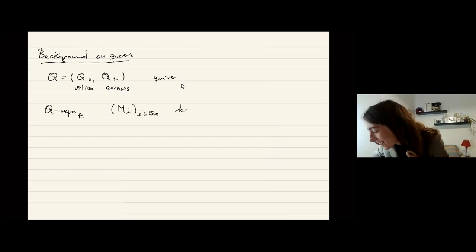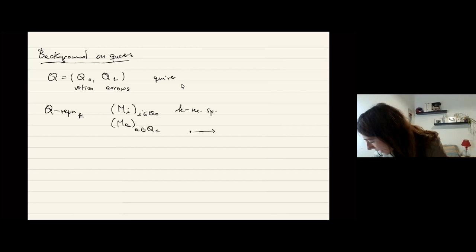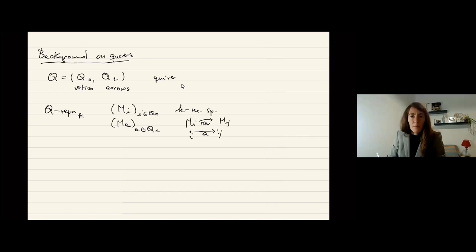So for any i in Q0, and then for any edge, you're going to have a K-linear map. So here we have, let's say, an edge a from i to j. Here we're going to have our vector spaces M_i, M_j, and M_a is a linear map between them. So that's a Q-representation.